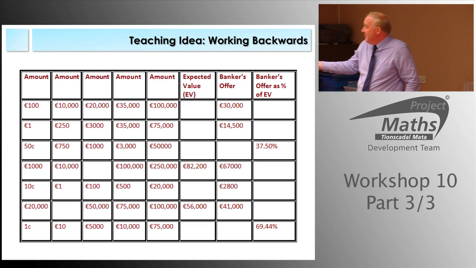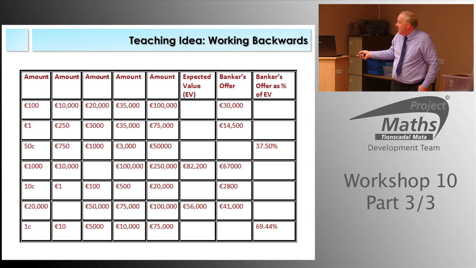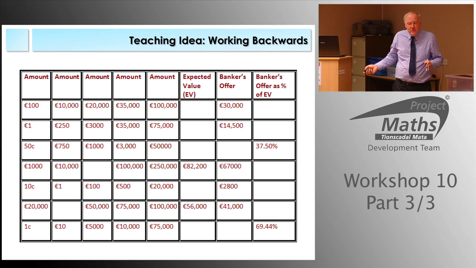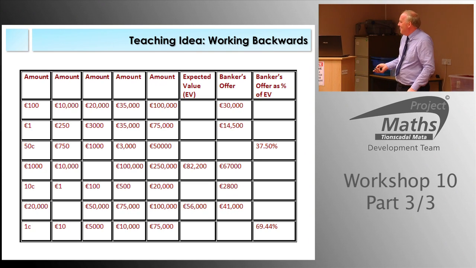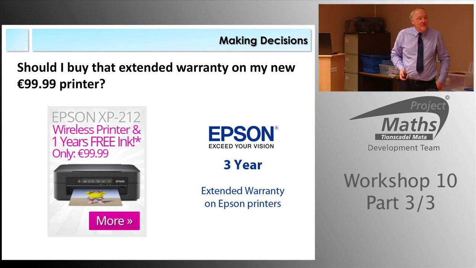And work through. Here's a very good one. I'm working backwards, getting the expected value, getting the banker's offer and the percentage. He always seems to offer a little bit less than half, and also he looks at the character of the individual. He knows by working with them. Should you buy that extended warranty? They say never. This isn't worth it at all.